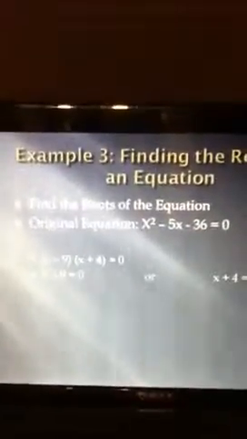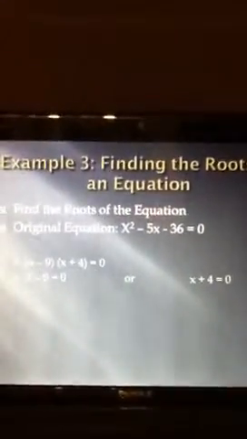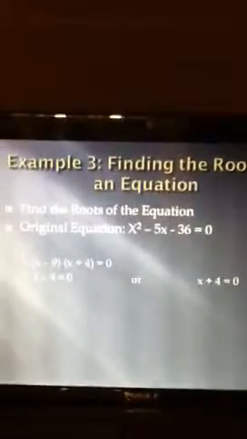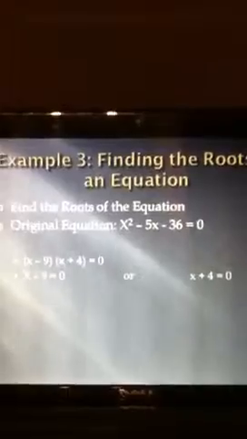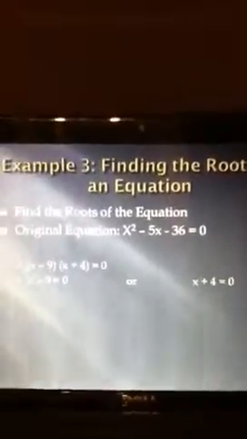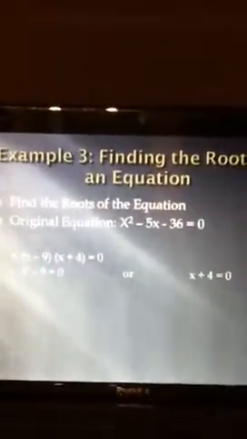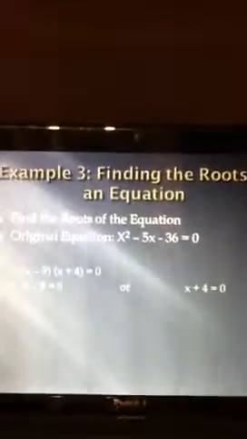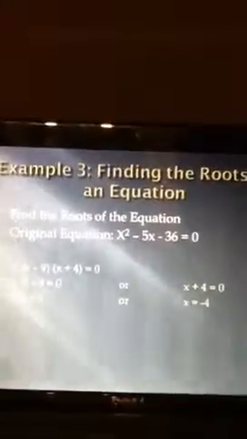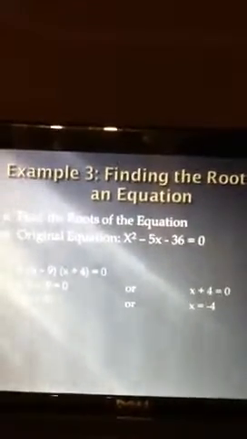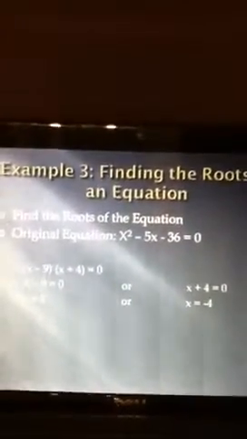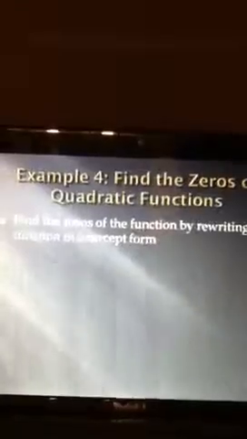After factoring the equation, we can quickly find the roots of the equation. We simply split the equation into two parts, into x minus 9 equals 0 or x plus 4 equals 0. To find the roots of the equation, we simply solve both of these equations, which would be x equals 9 or x equals negative 4, and we have just found the roots of the equation.